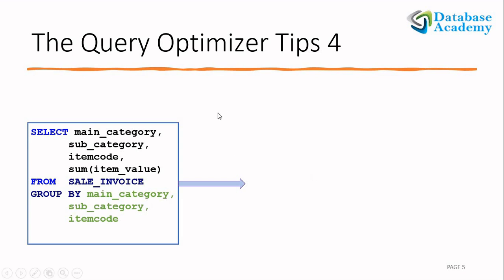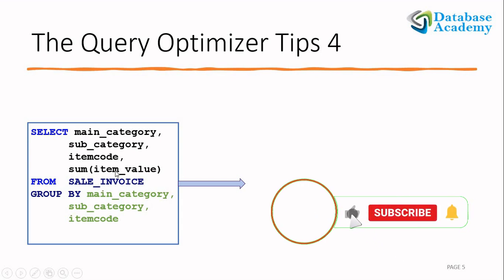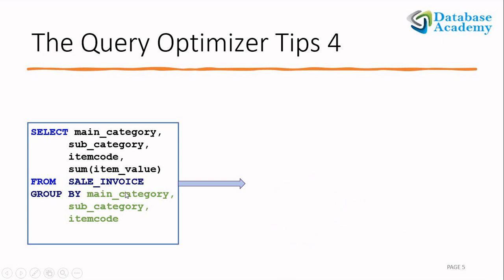So this is the select statement where we have mentioned columns: main category, subcategory, item code, and the sum of item values from the sales invoice table. Now in the group by you can see that we have main category, subcategory and item code. So this will give us this result. But how can we improve this to get better performance from the select statement?